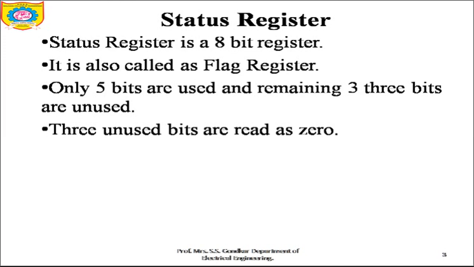Status register basically contains individual bits with each bit having special significance. This status register is also called a flag register. It is used to indicate the results of arithmetic and logical operations which happen in a microcontroller, and we know that these operations are carried out in the ALU, that is the arithmetic and logic unit.